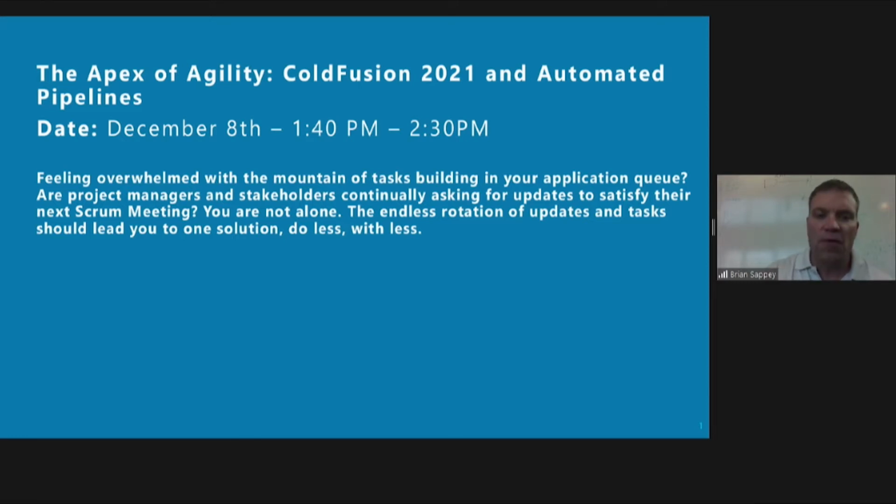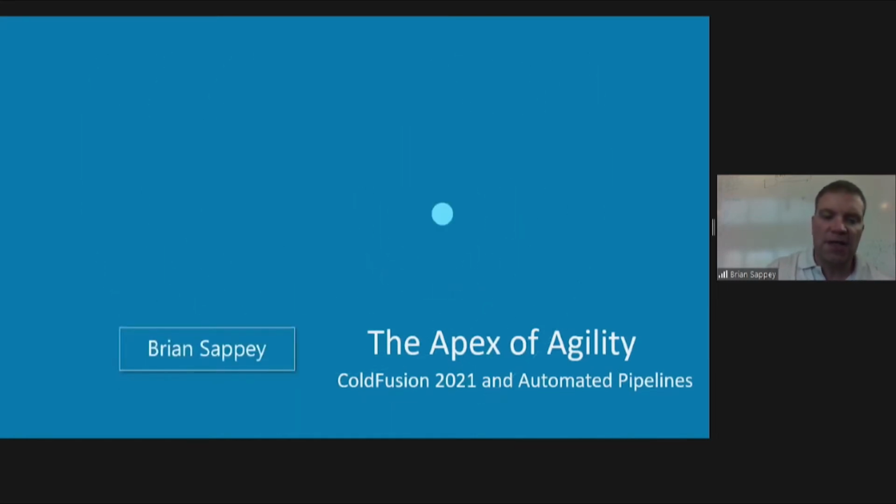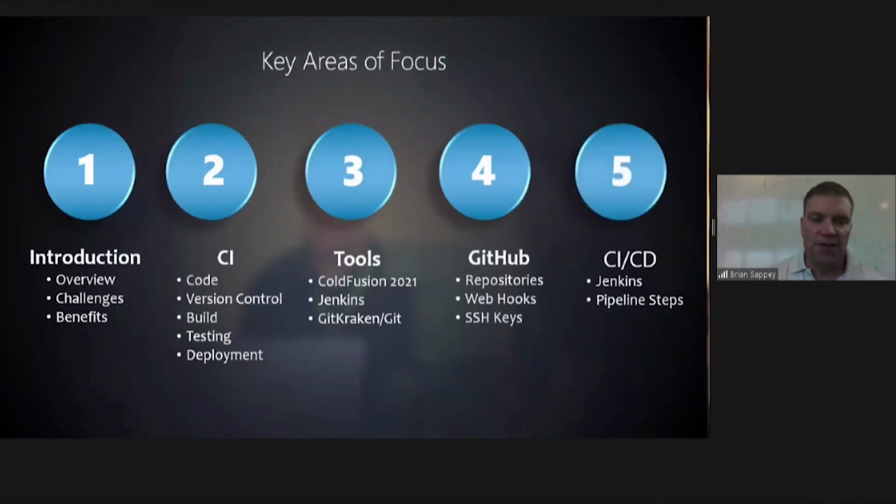The one thing I will mention, there's going to be some slides in here, obviously, just hitting on some high-level items. I'm going to give you a quick introduction on the CI components and benefits, and then get into some of the high-level items with CI. We'll cover tools, cover GitHub, and then CI/CD.